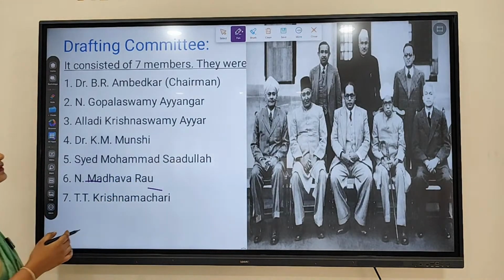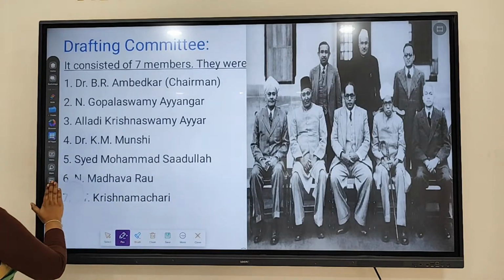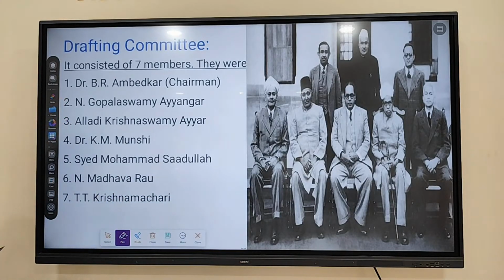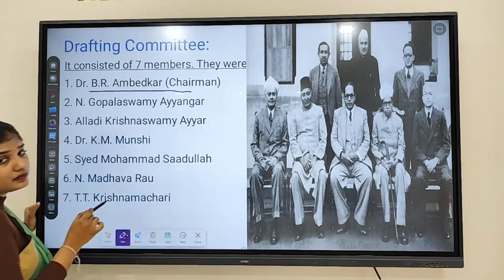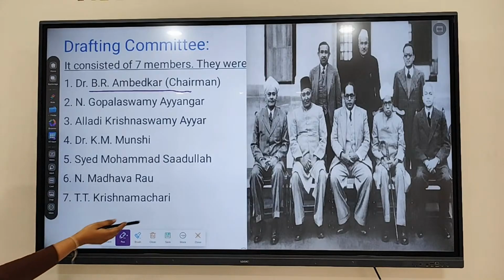And how many members were there? 7 members. Who was the chairman of the drafting committee? Dr. B.R. Ambedkar was the chairman of the drafting committee, and he was also the father of the Indian Constitution. He was also the architect of the Indian Constitution. Understood? Okay. And also there were other members in that drafting committee.